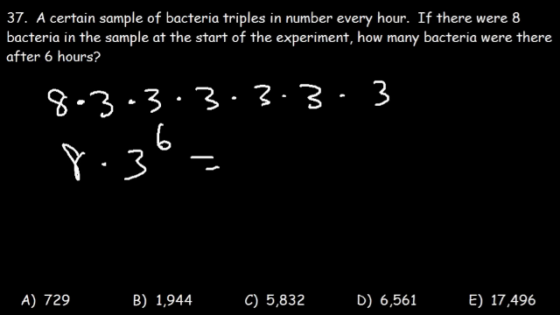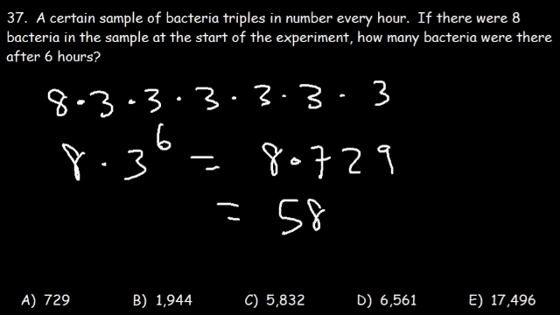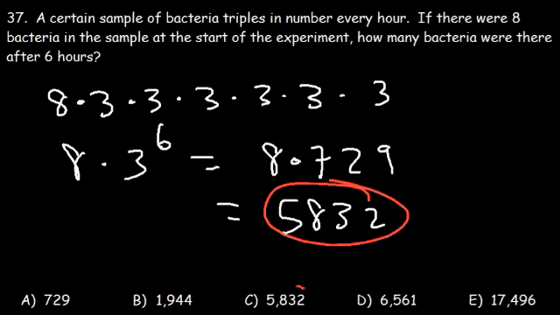Now, 3 to the 6th power is 729. So 8 times 729 is equal to 5,832. So that's going to be the amount of bacteria after 6 hours. So C is the right answer.